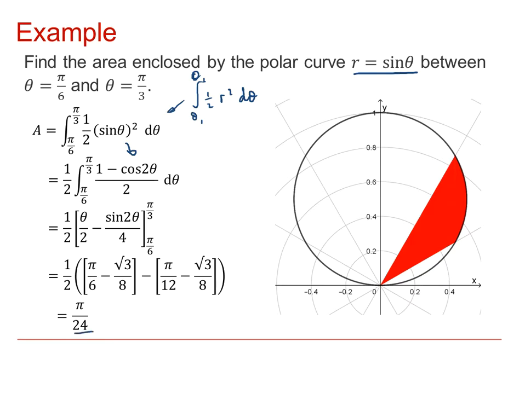Now it's just worth thinking about whether the answer that we've got, pi over 24, is sensible. Well, we know that this is a circle with radius equal to 0.5, so the area of the circle would be pi r squared, so that would be 1/4 pi. That's for the full circle. So we've got something which is about 1/6 of the area of the circle, and certainly that looks about right for our diagram.